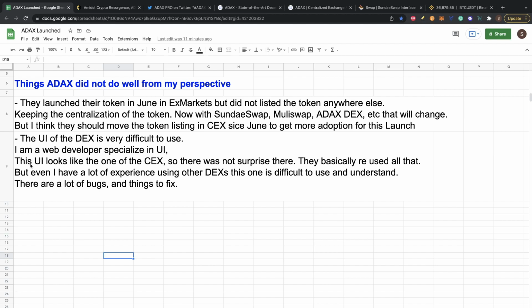And also the UI of the DEX is very difficult to use. I am a web developer specialized in UI performance, and this UI looks like the one of the central exchange. So there was no surprise there. They basically reused all that. But even though I have a lot of experience using other DEXs, this one was really difficult to understand, and there are a lot of bugs and things to fix.